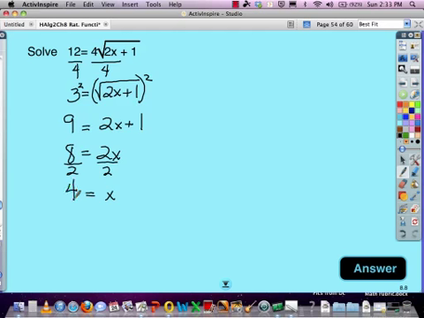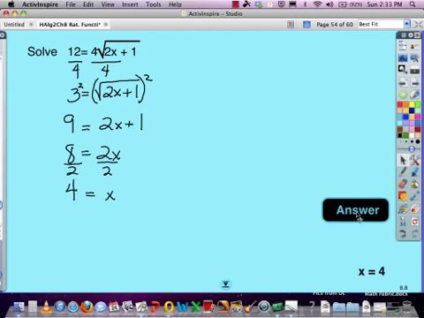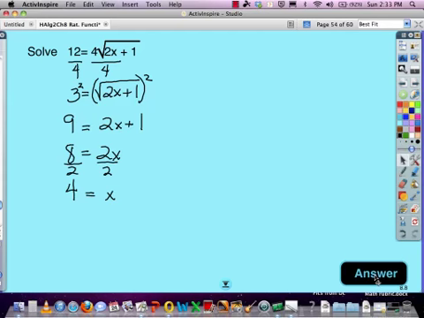Now check it, putting it back into the original problem. 2 times 4 is 8. 8 plus 1 is 9. The square root of 9 is 3. 3 times 4 is 12. 12 equals 12. Looks like we should be good. And we get a solution of x equals 4. Okay, so pretty straightforward, radical isolated, then the algebra steps took over.